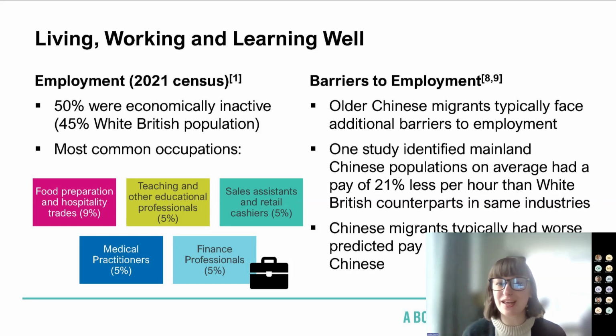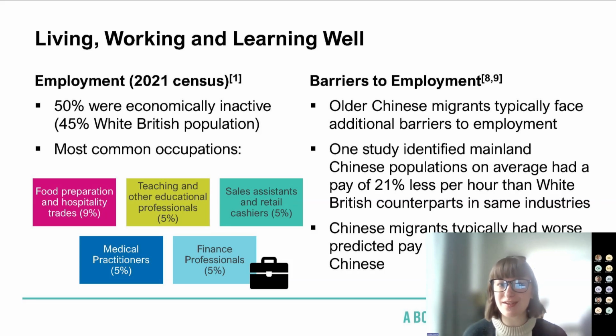And there were some stark inequalities within the Chinese population in employment. So older Chinese migrants typically faced additional barriers to employment. There was a higher proportion that had worked in self-employment previously, or worked in precarious careers, which made it difficult to apply for more senior positions, with employers looking for more formal qualifications and backgrounds. So there were those barriers among the older population.